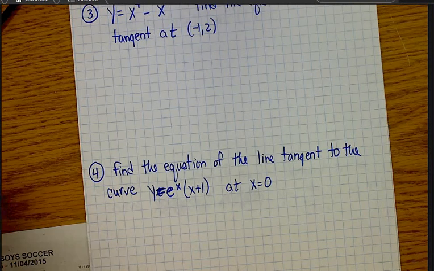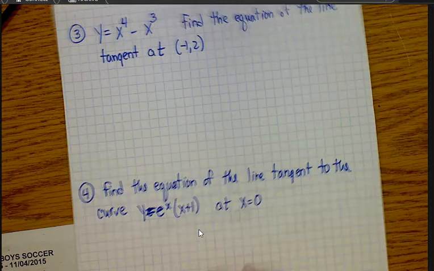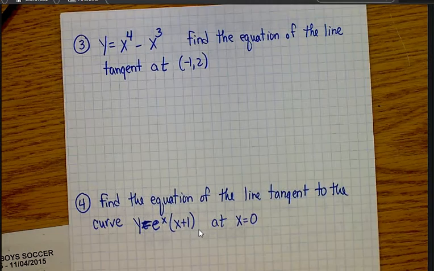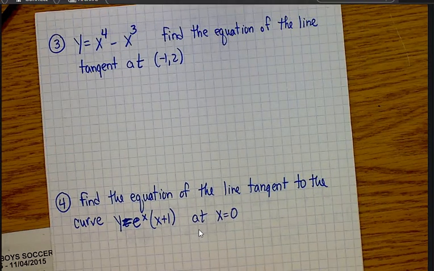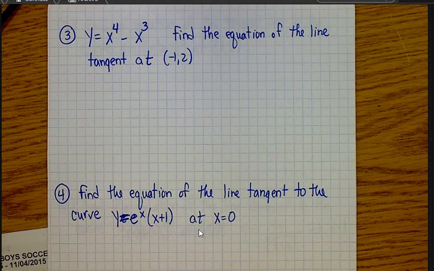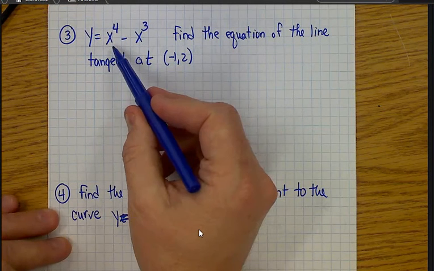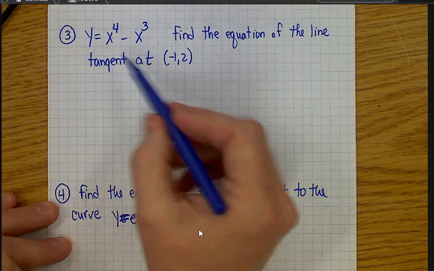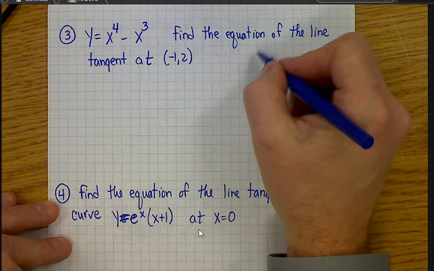Okay, our next question is number 3. Again, from the turn-in. We are again trying to find out the equation of a line tangent to the curve. A very, very easy one. Y is already solved for by itself. We're looking for the tangent line at a point. So I'll come up here and I'll start with my answer.